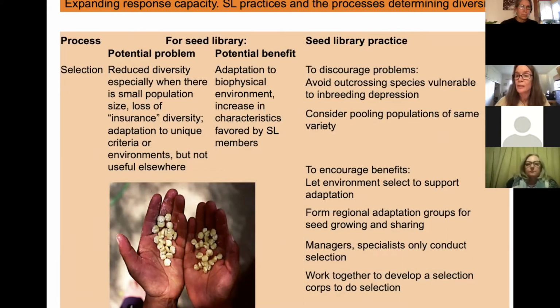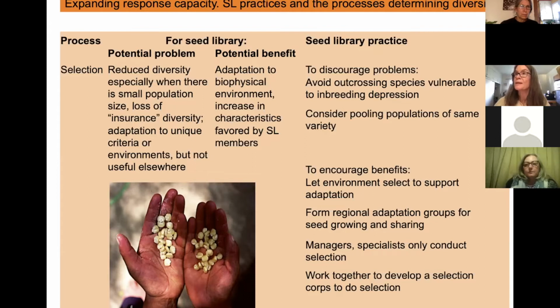We're saving only a few seeds from a small garden population. You can reduce diversity a lot in cross-pollinating species. You can have inbreeding problems. And then you lose that diversity that you're interested in keeping for future adaptation.